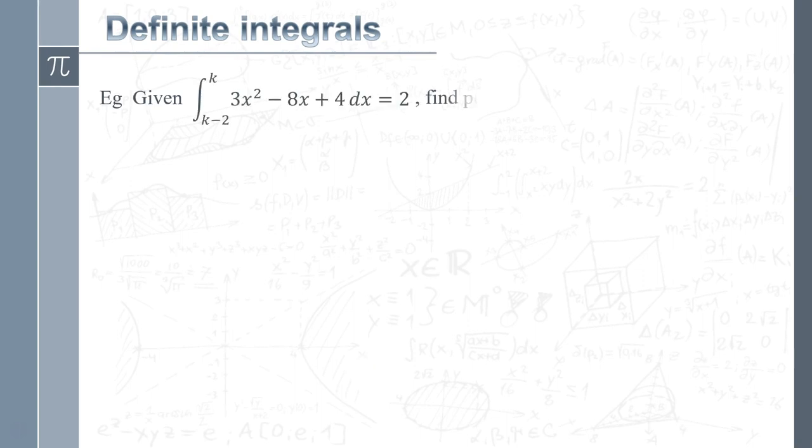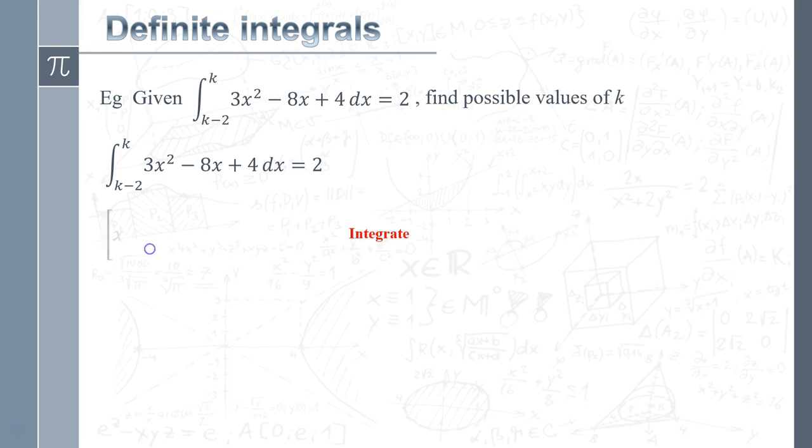Moving on. So here we've got a bit more of a tricky question. We've got to find possible values of k where our limits are expressed in terms of k. But what we've got here is we're told the value of our definite integral. So we're just kind of switching things around a little bit here. So that's what we're told. So the first step would be to do the integrating. So let's get that done.